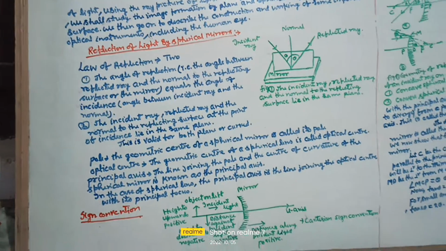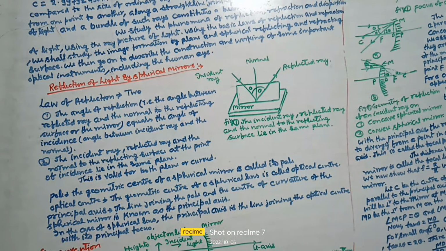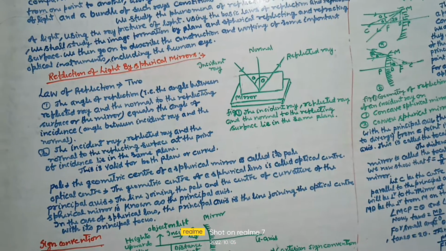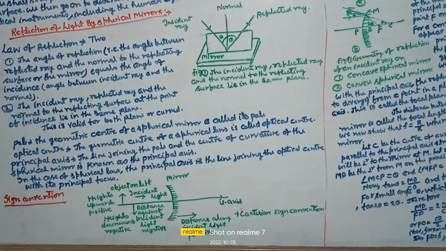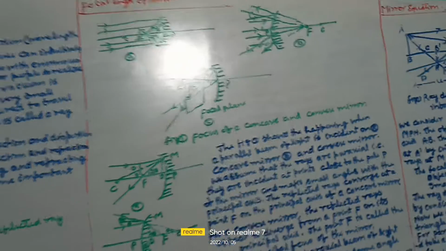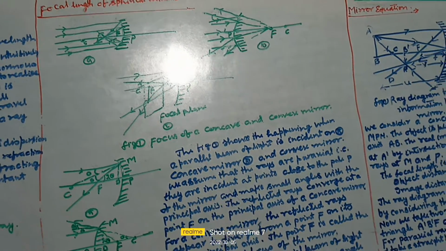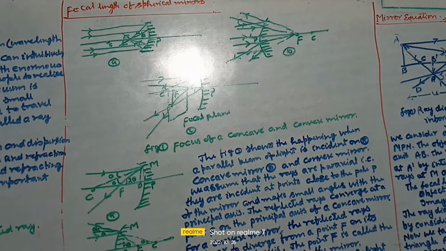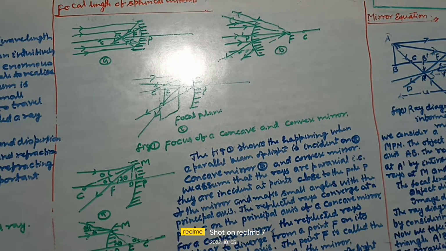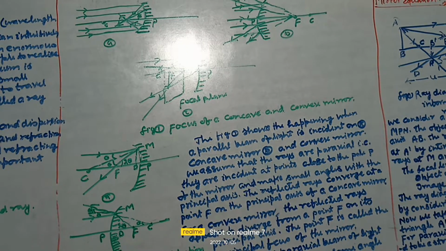Sign convention. The distance measured in the direction of the ray is taken as positive, and against the direction of the ray is taken as negative, as shown in the figure. Now, figure 1. For the focal length of the spherical mirror, as shown in the figure, all reflected light rays are meeting at a point F, that is the focal point of the mirror.